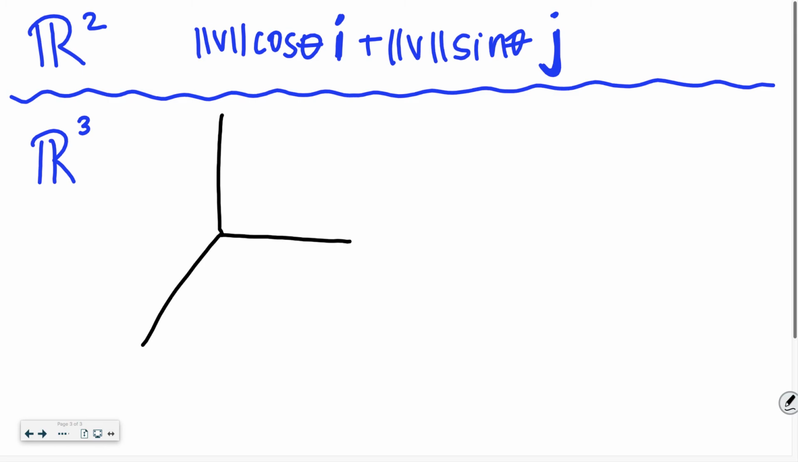Here we have our axes. That looks like a Y, it's slightly skewed. Here's our vector V. Here's our vector I. Here's our vector J. And here's our vector K.